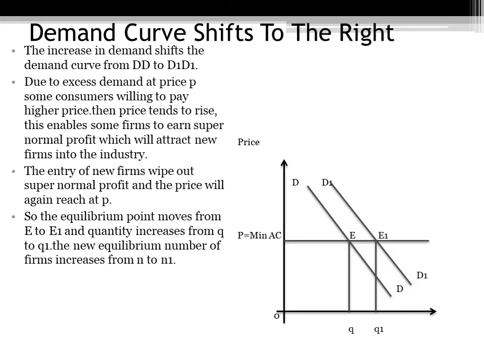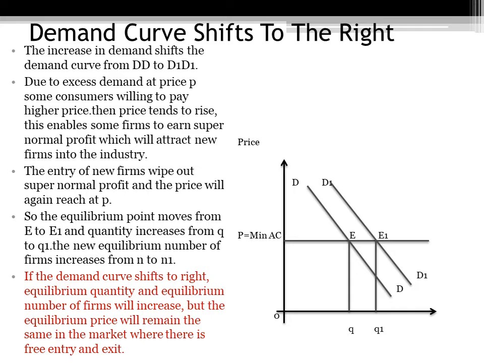So the equilibrium point moves from E to E1. Now the equilibrium point is E1, and the quantity increases from Q to Q1. In the new equilibrium, the number of firms increases from N to N1.